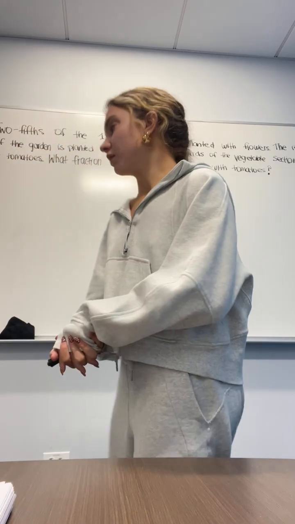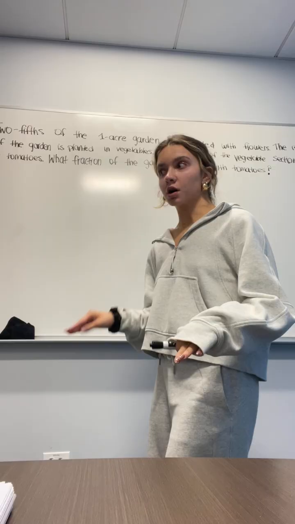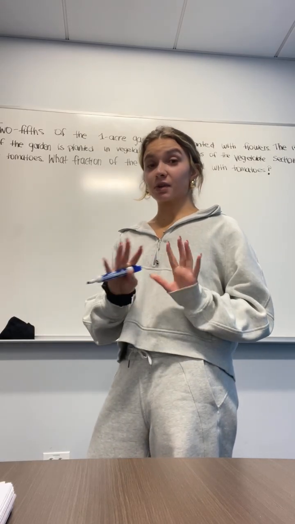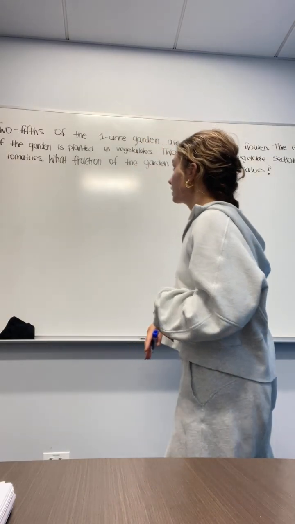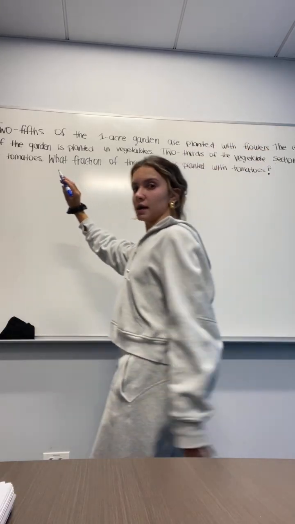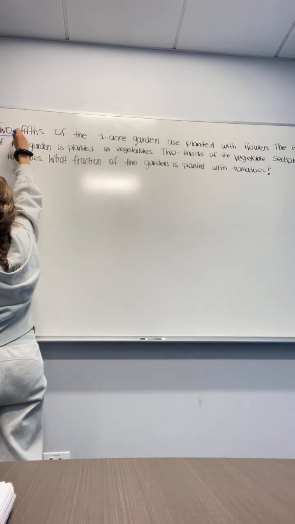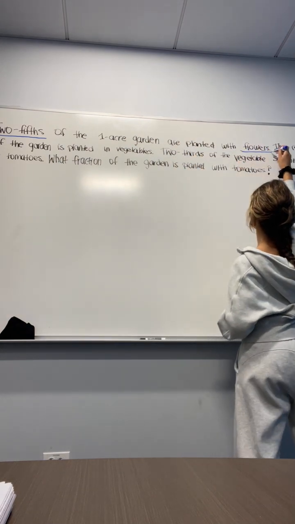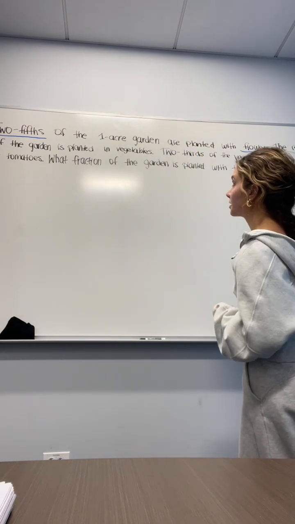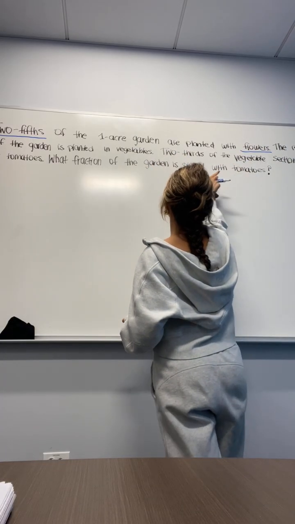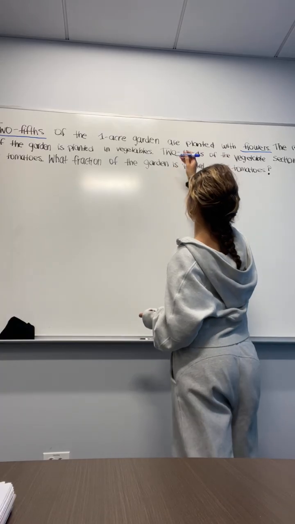To start us off, we're just going to pick apart the story problem. I have a different color to help us. We're just going to underline some key points here, okay? It says 2/5 of the 1-acre garden are planted with flowers. So let's underline 2/5, planted with flowers, okay? Then it says the rest of the garden is planted in vegetables. Okay, 2/3 of the vegetable section is tomatoes.